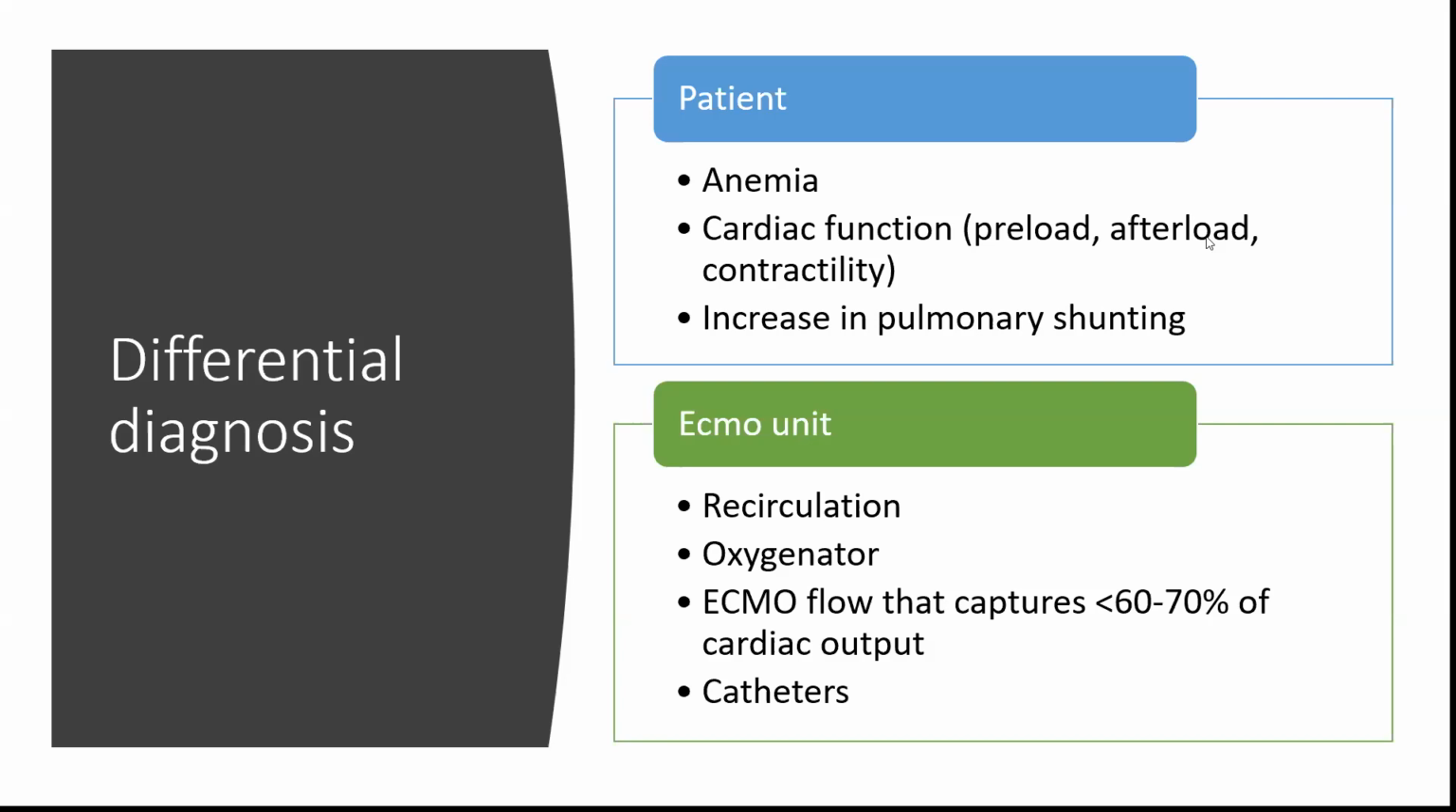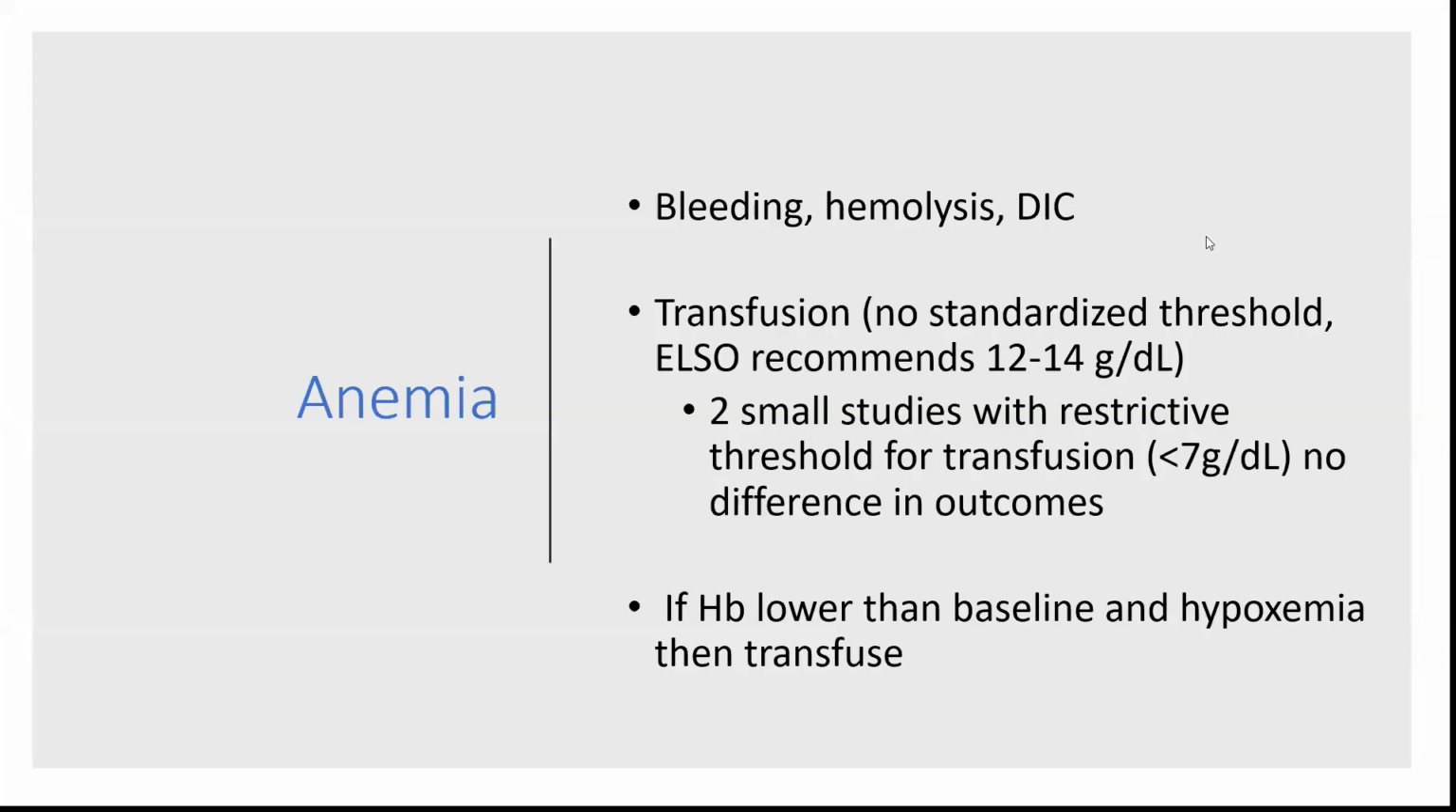In my ECMO unit, do I have recirculation, which we talked about? Is it an oxygenator issue? Somebody mentioned clots. Or is it ECMO flow that captures less than 60 to 70% of my cardiac output? Or is there an issue with my cannulas, which we talked about? So I'm going to shoot through these things pretty quickly because we're running close on time. But I have a special picture I wanted the interpretation of from the side of the room for. So I'll make sure that I get to that slide so you guys can take a look at it.